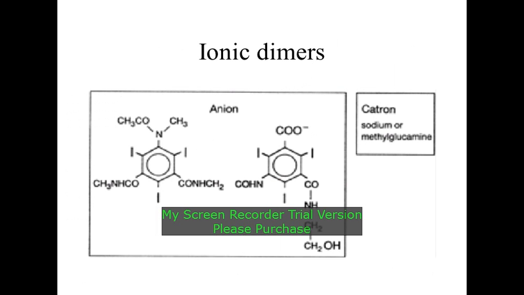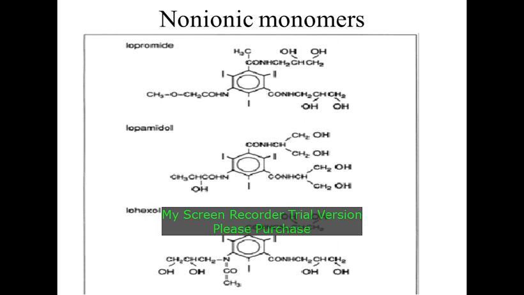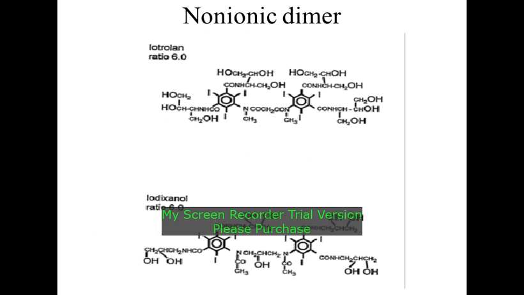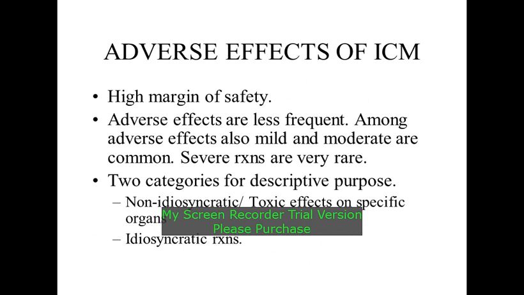Ionic dimers. These are the chemical structures of the ionic dimers. These are the chemical structures of non-ionic monomers. And again, these are the chemical structures of non-ionic dimers.